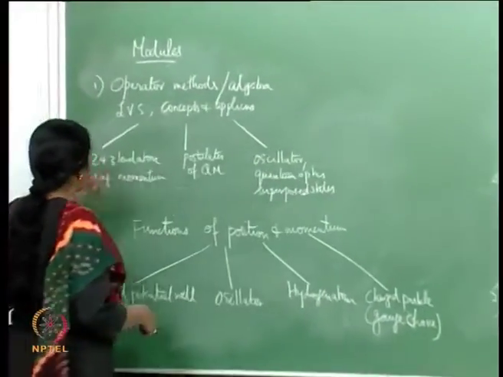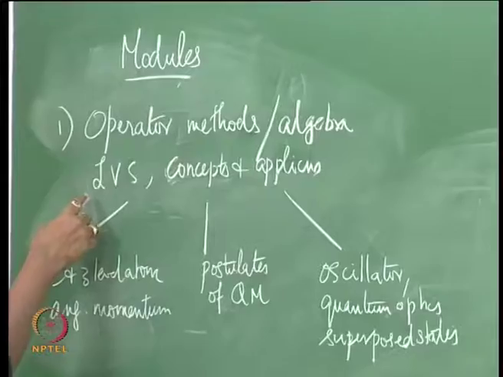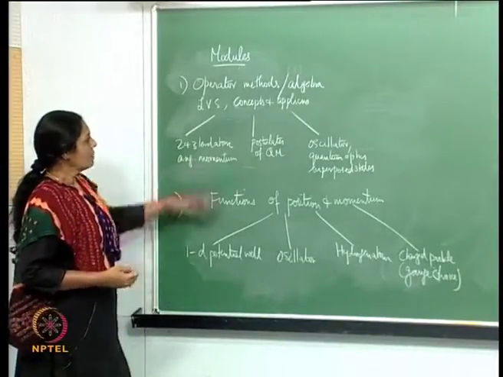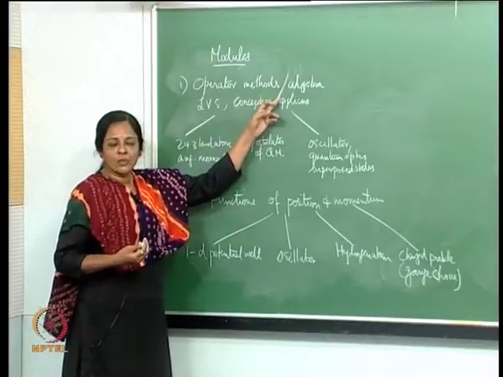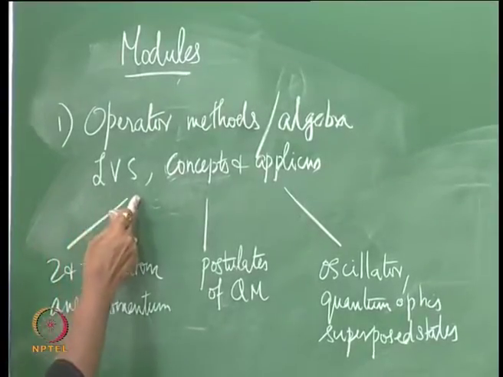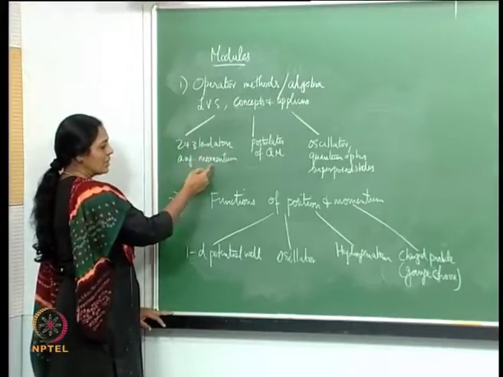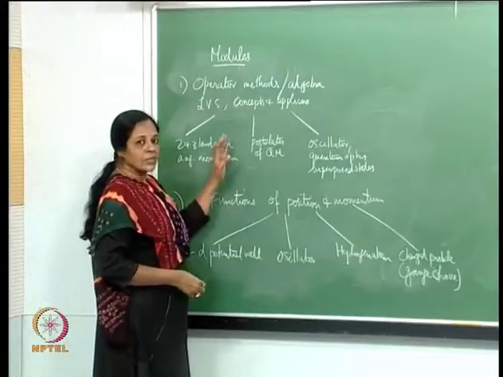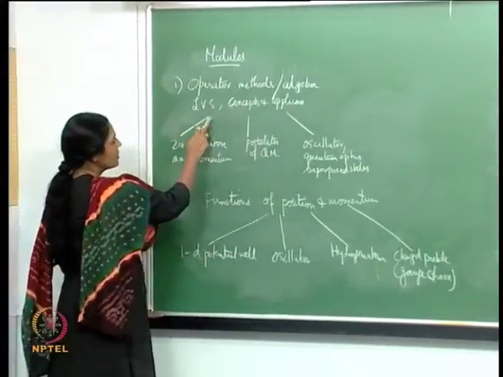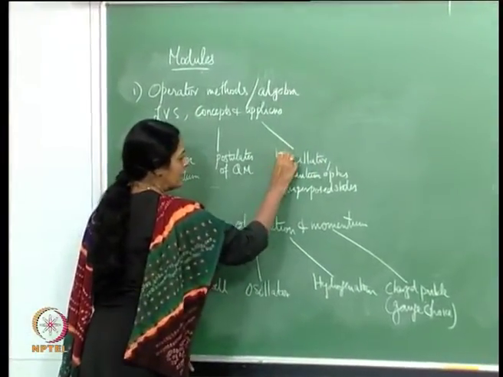To quickly recapitulate, these are the various topics that I handled. There were many modules. The first one was operator methods, operator algebras. We looked at the angular momentum algebra also here without reference to orbital angular momentum. But then we had linear vector space concepts, the Hilbert space, and applications. So, the applications were to 2 and 3 level atoms, angular momentum and so on. We examined the postulates of quantum mechanics, and then in this abstract language we studied the problem of the oscillator, the harmonic oscillator.